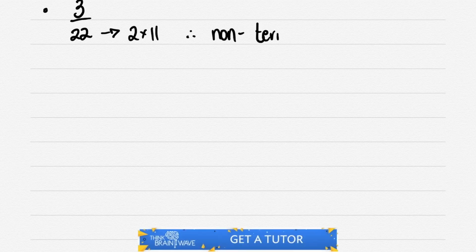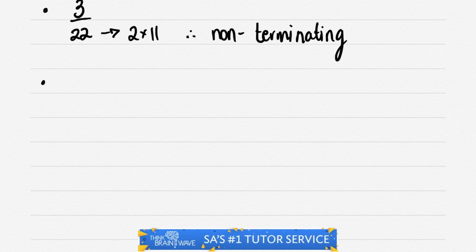Let's do 22 for instance. Now we can easily see that 22 will be 2 times 11, so we don't really need to do the ladder method for that. So we see that there's a prime factor of 11. That instantly tells us that it's non-terminating because it's not a 2 or a 5.